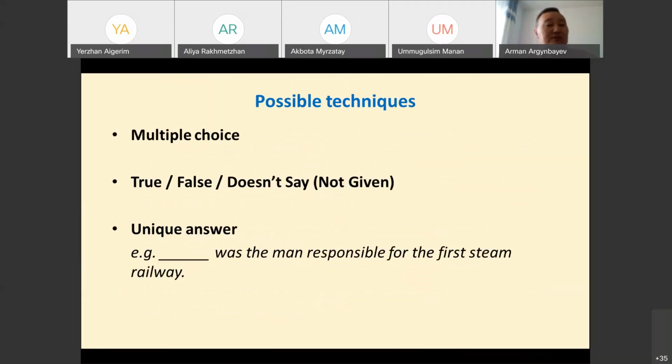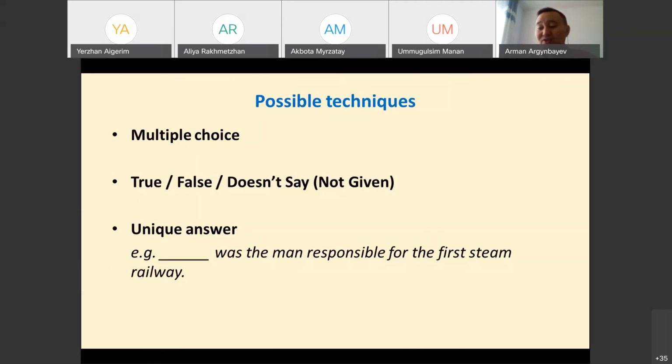Okay, let's get to the techniques. So what techniques do we use? First, we use the multiple choice method. Quite a popular technique. The third one, true, false. Sometimes it's followed by doesn't say. True, false, doesn't say, or not given. In IELTS, it's not given. In TOEFL, it doesn't say.